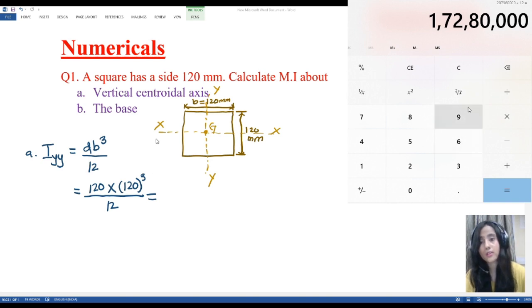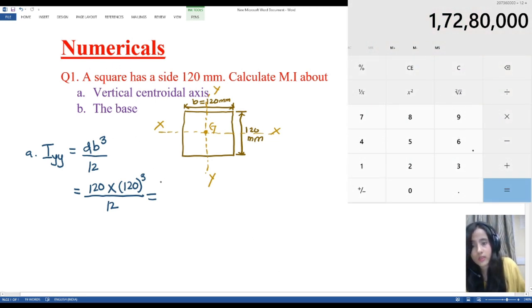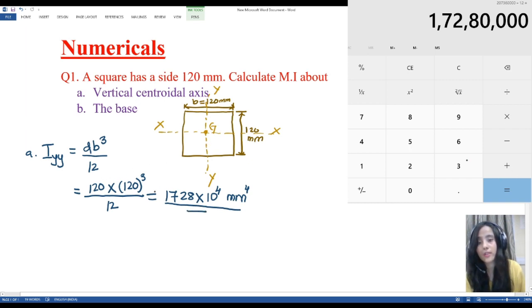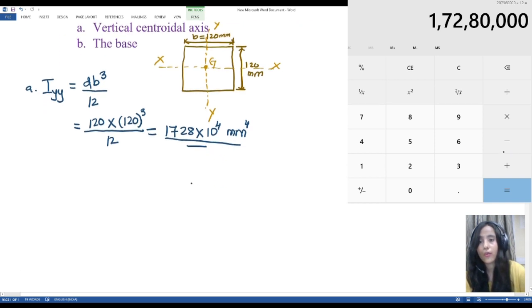So I'm getting 1728000. So let us convert this. How much are we getting? We are getting 1728. Now that 4 zeros, let us convert it in terms of 10 power. It will be 10 raised to power 4, and its unit of moment of inertia is mm raised to power 4. So this is your first answer, moment of inertia about the vertical centroidal axis. Okay, now B.